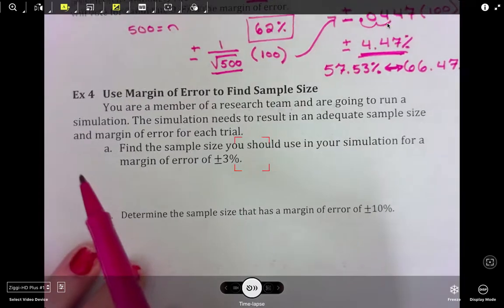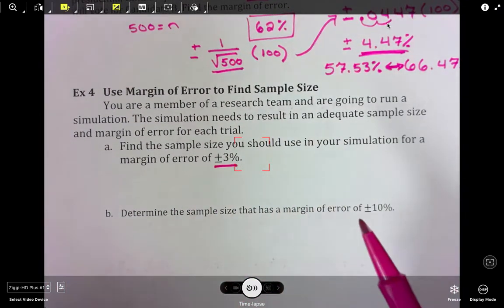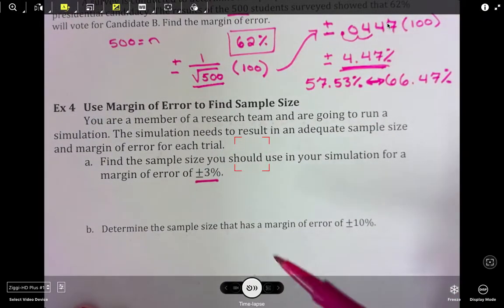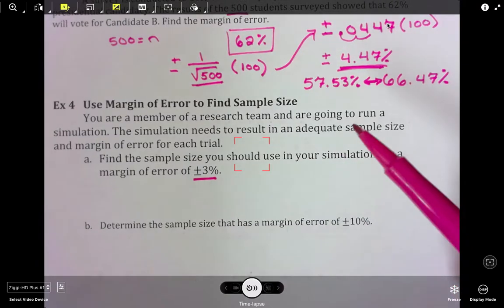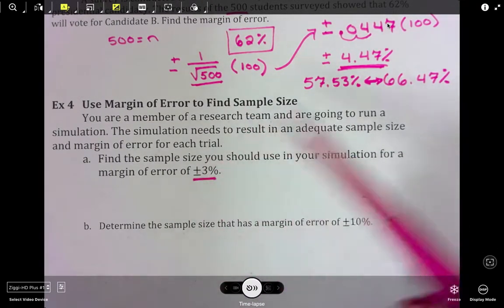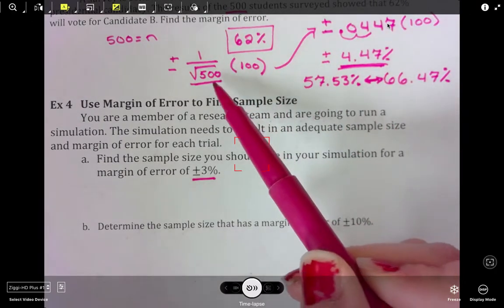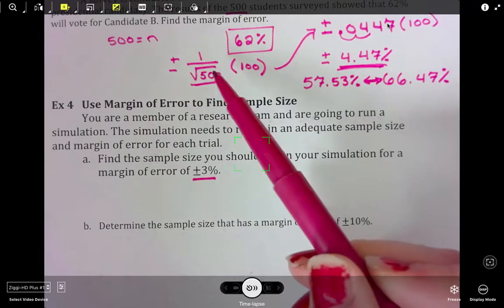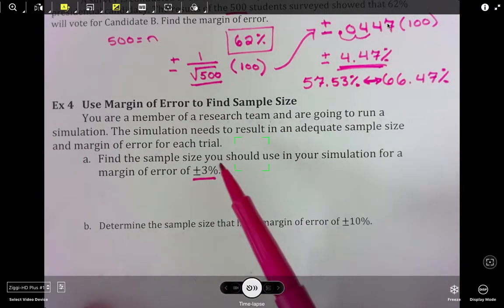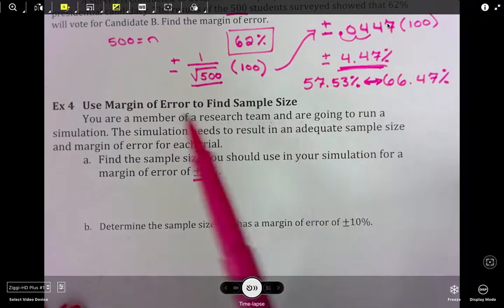So in example 4, they're giving us a margin of error. They're saying, hey, I want my margin to be 3%. I want it to be smaller than this 4%. How many people do I have to sample in order to get 3%? Okay, now 3% is less than 4.47, which means I'm going to have a sample that's larger than 500. But we can figure out how many people exactly I have to sample in order for my margin to be that small. So you're a member of a research team and are going to run a simulation.